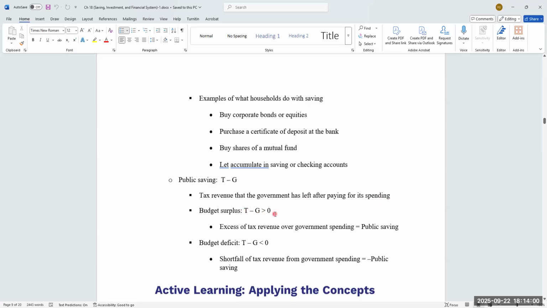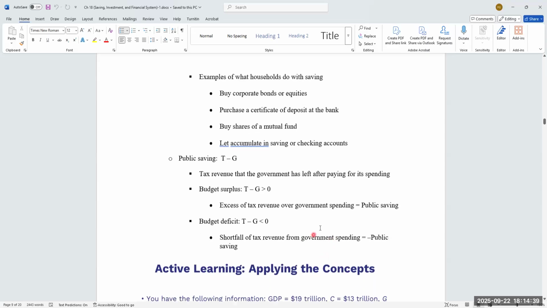If T minus G is positive, they have what's called a budget surplus, because the government's tax revenue is greater than their spending. The government is actually saving money. If T minus G is less than zero, we have a budget deficit. And that's generally what we've been seeing in the US for the last many, many years. That's a shortfall of tax revenue from government spending. The government is basically not saving, it's doing the opposite. It's basically borrowing.